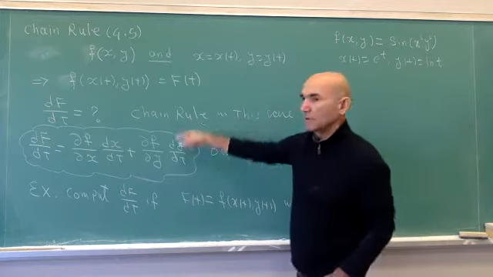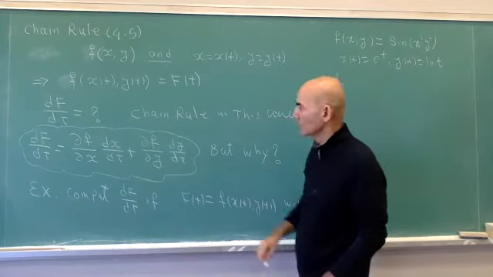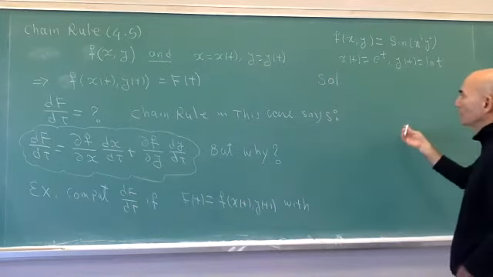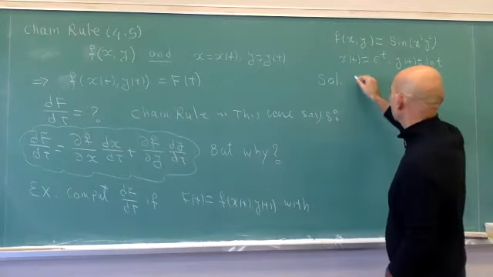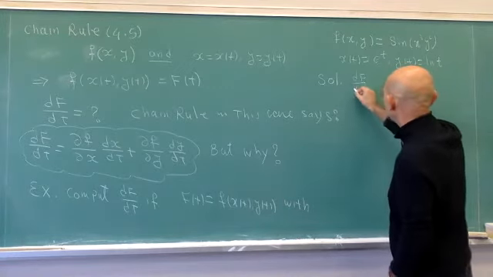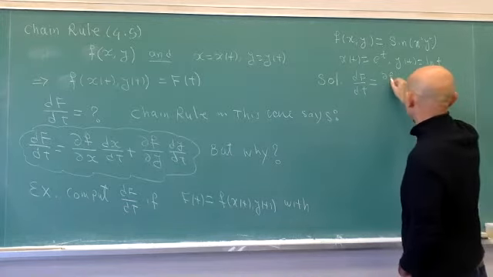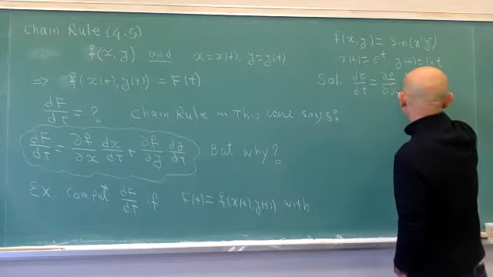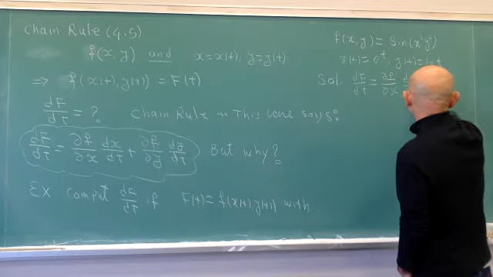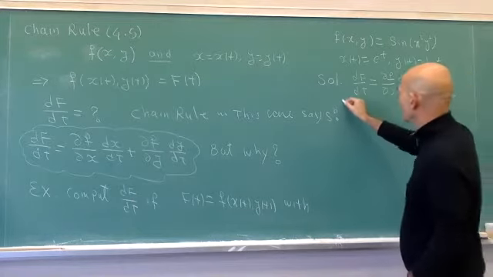Well, we just have to use this rule now, right? This is what we have to use. So we just say, okay, df dt, d capital F dt is equal to df dx, dx dt plus df dy, dy dt. Now, what is df dx?